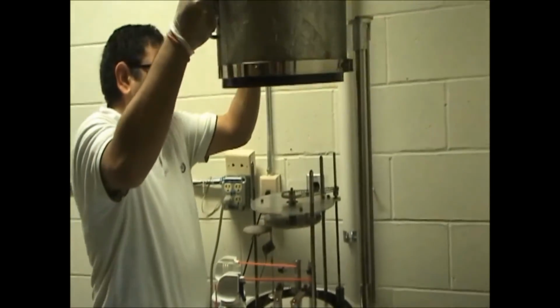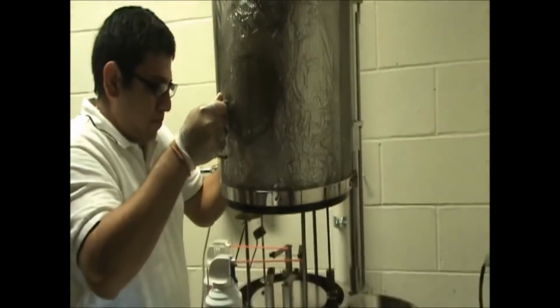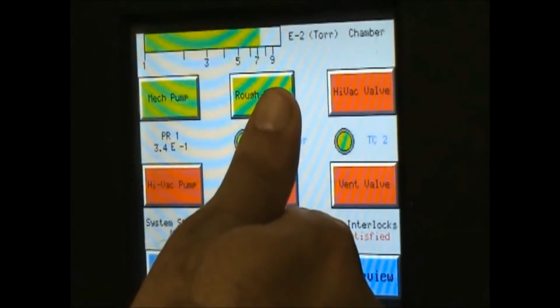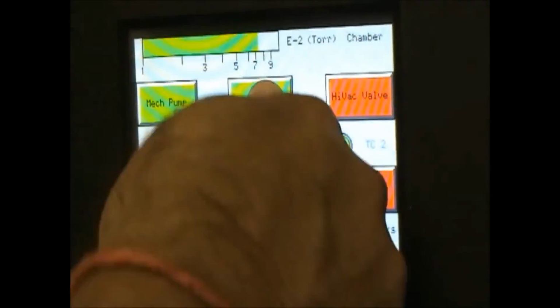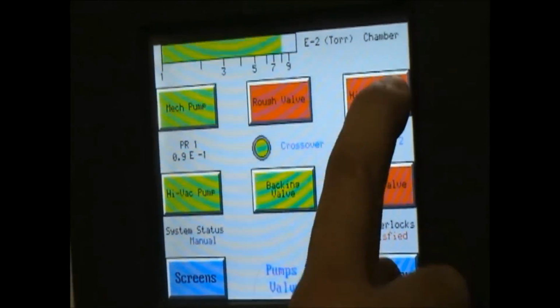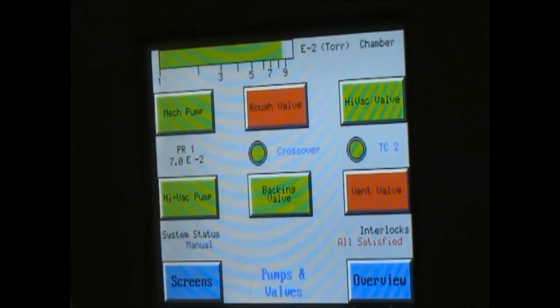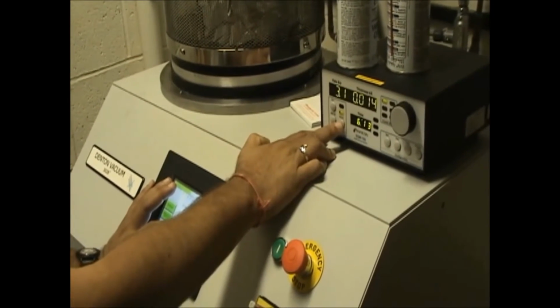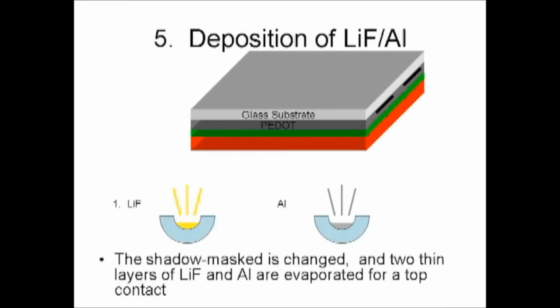To deposit thin films by thermal evaporation, the films must be deposited at a very low pressure, so the air does not interfere with the formation of the thin films. The evaporator is pumped down to a pressure of 10 to the minus 5 torr, about 10 to the 8 times less pressure than atmosphere. After the evaporator is pumped down, the crucibles are heated up and the films are deposited onto the slide.